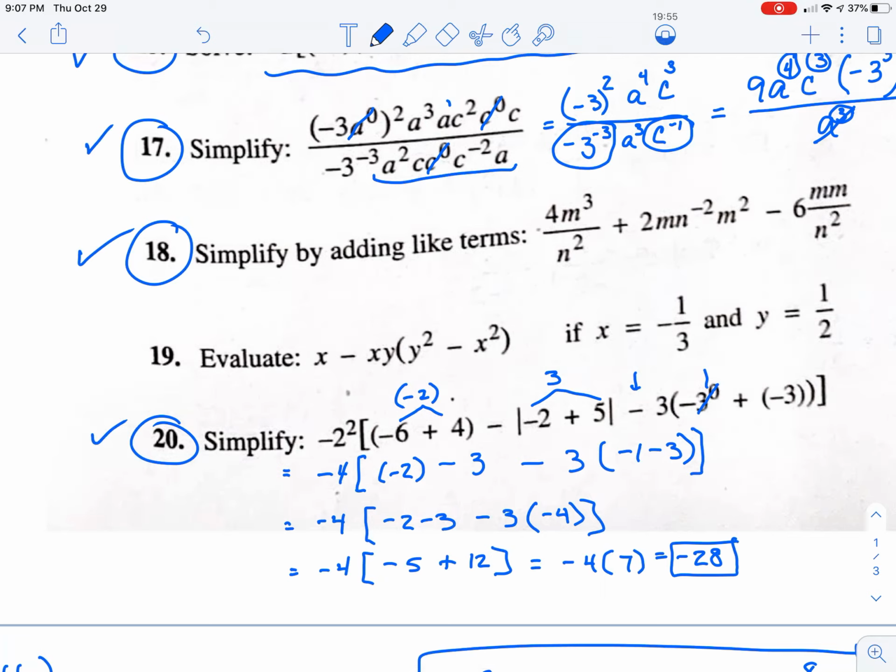We have finished the test. Boy, Algebra 2 gets long, doesn't it?